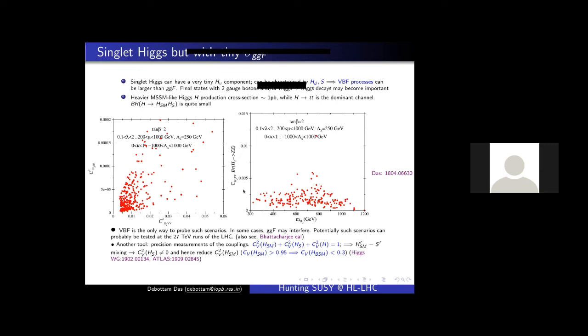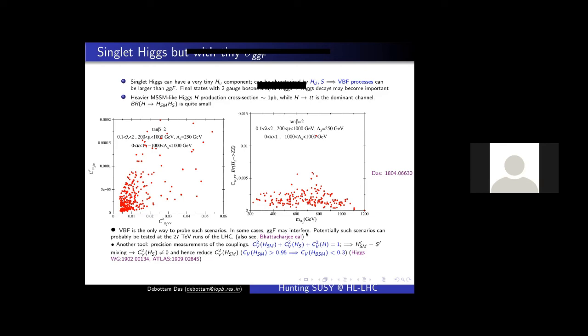So clearly on the left hand side, you can see this is the reduced value of the coupling. So this GGH coupling is very small compared to the VVH coupling. The main point is that one has to go to the 2070 runs for the LHC. Even in that case, probably it is not very easy to discover this region at the LHC. This has already also been quoted by Bhattacharya et al. in the context of inclusive LEP LHC searches.